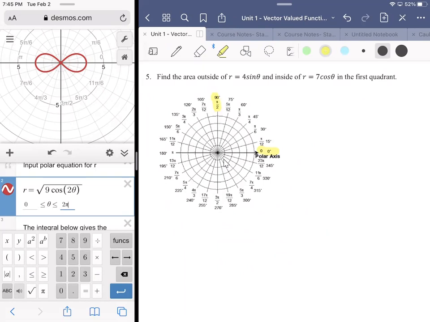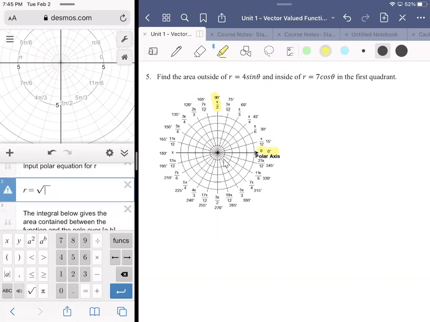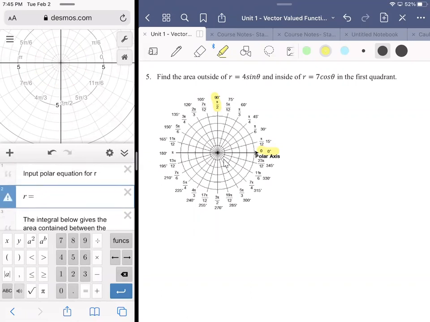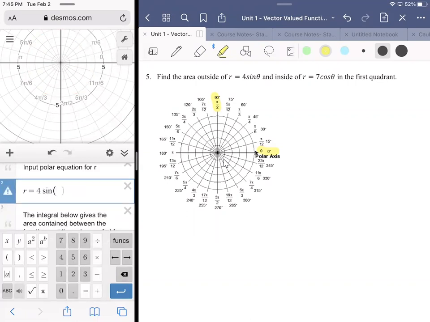So 4 sine of theta, and again, it's just a question of whether or not you're comfortable enough with polar graphs to graph this kind of thing by hand. I don't know that too many people are, enough to graph anything other than a straight r equals a constant solely by hand without using either a table of values or technology. At least not in an introductory course.